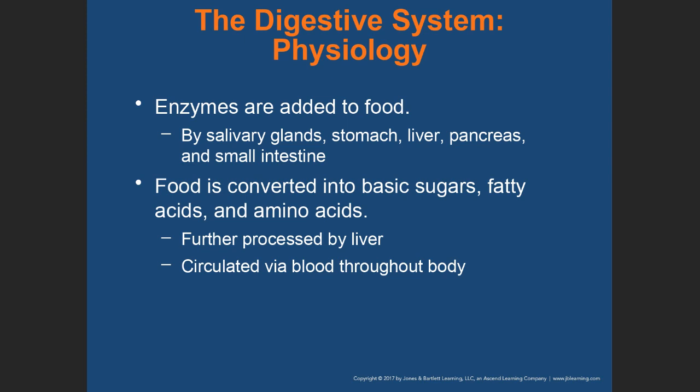Now, enzymes are added to food by the salivary glands, the stomach, the liver, pancreas, and the small intestine. Food is converted into basic sugars, fatty acids, and amino acids, and then it is further processed by the liver and circulated via the blood to the rest of the body.